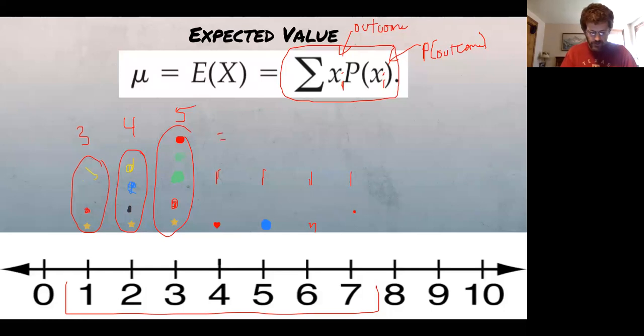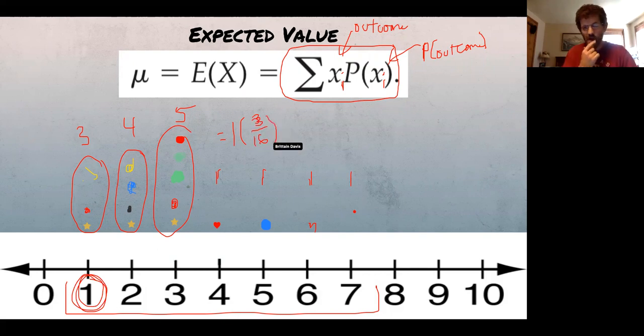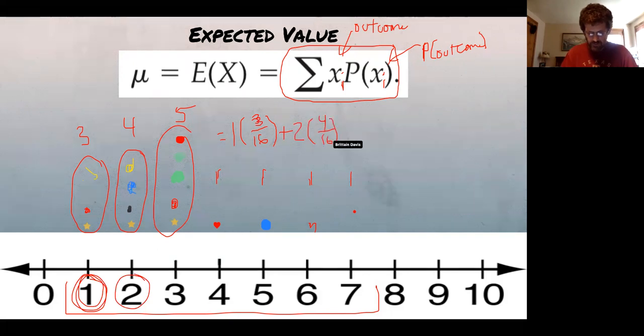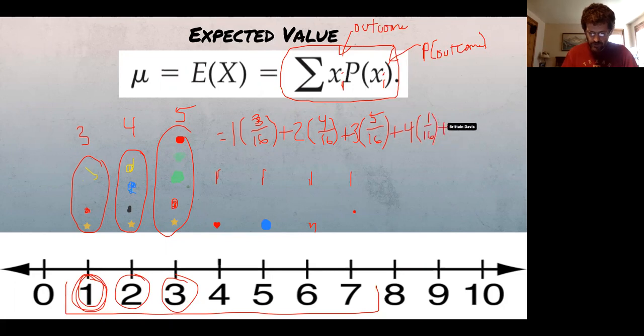So this is going to be 1 times, because 1 is the outcome right here, and the probability is 3 out of, we decided that's 16, so 3 out of 16. Plus, and it's sigma, so that's why we're adding it all up. The next outcome is 2, 2 times the next probability, 4 out of 16. You could simplify, but it's not probably necessary. Plus the next outcome is 3 times 5 out of 16. And then so on down the line. So 4 times 1 out of 16, and the next ones will look pretty much the same. So 6 times 1 out of 16, and then lastly we've got plus 7 times 1 out of 16.